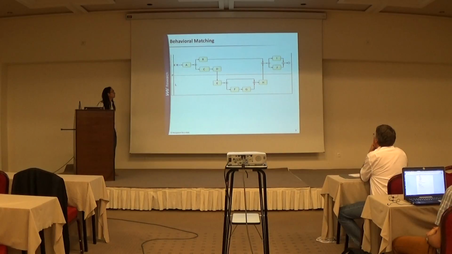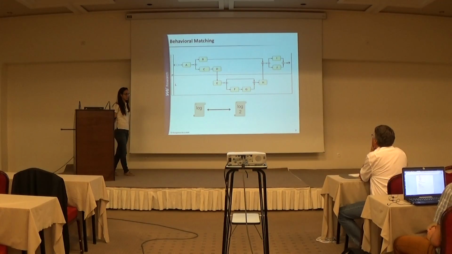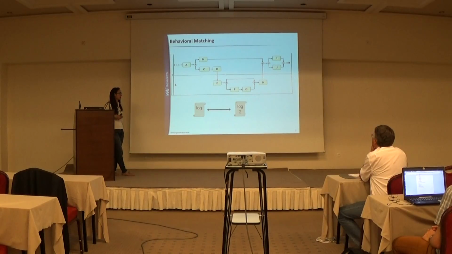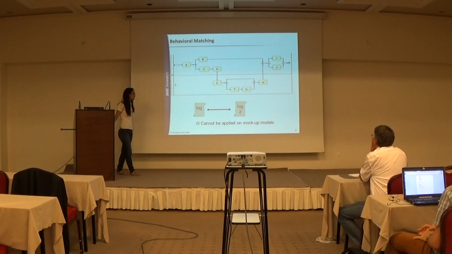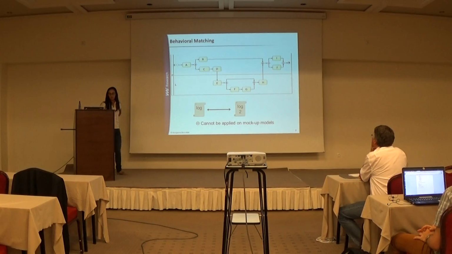Another technique is behavioral matching. This means that we execute the process model. This will create a process log that is then taken and compared with other logs created by other models. In the areas where the logs present similar behavior, we suspect that the original models match. Again, this technique cannot be applied to our collection because our models are not executable.